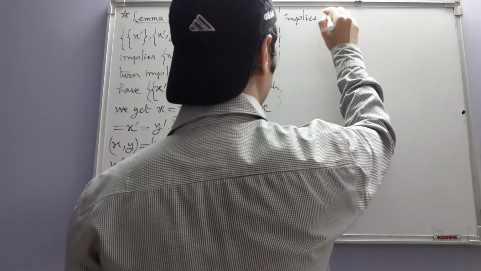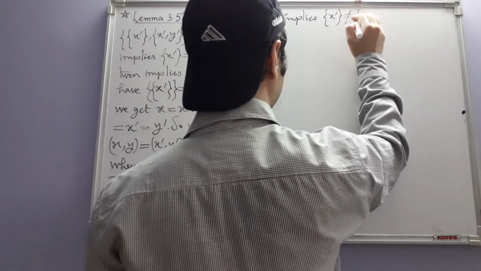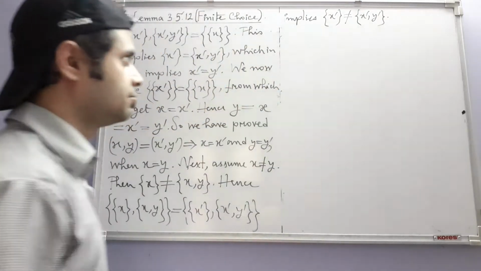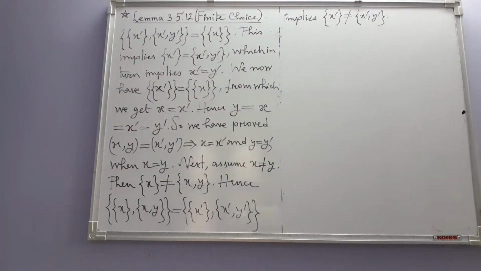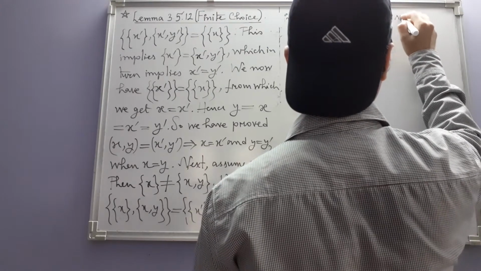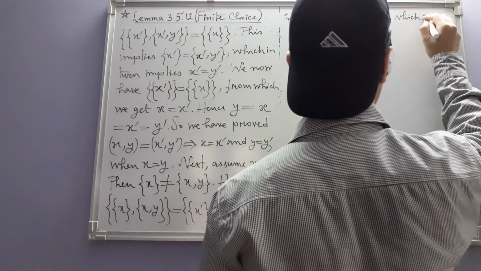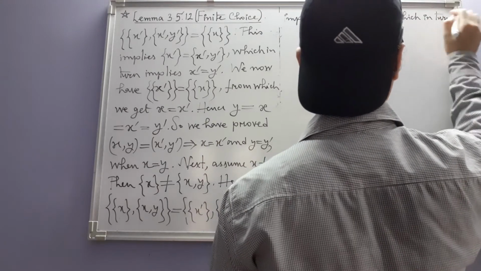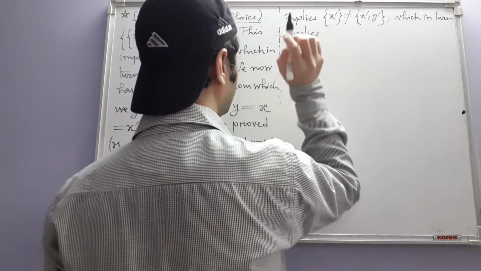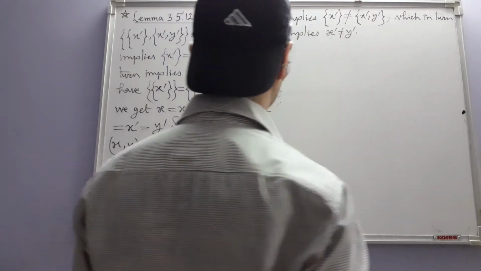So this implies what? X prime is not equal to x prime comma y prime. Okay, and that further implies, using the same logic, which in turn implies that x prime is not equal to y prime.